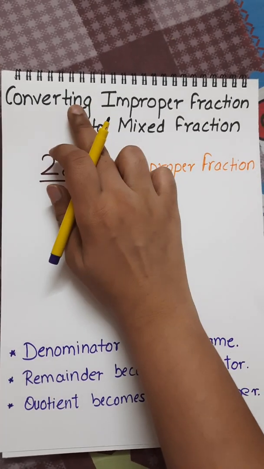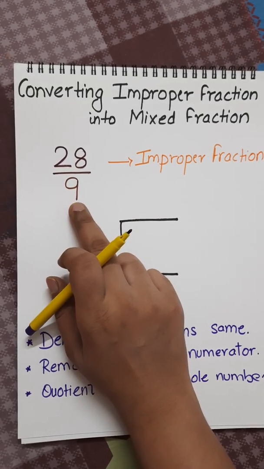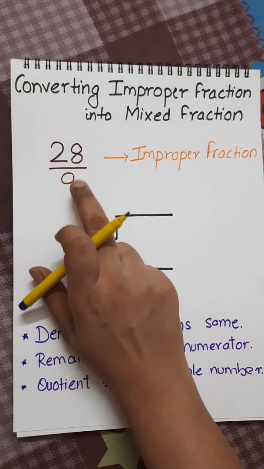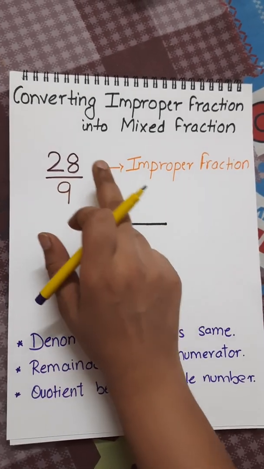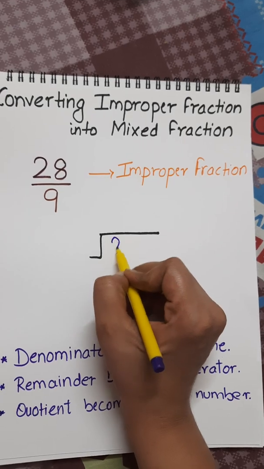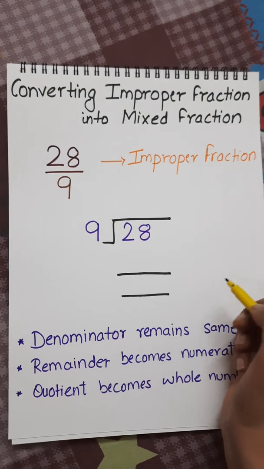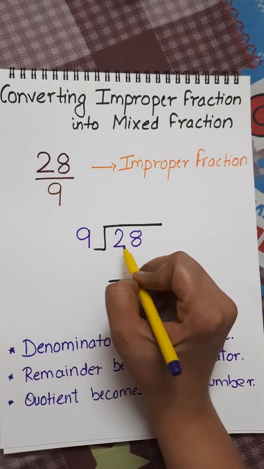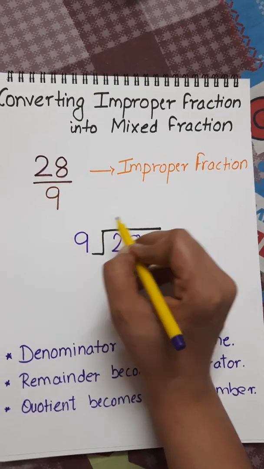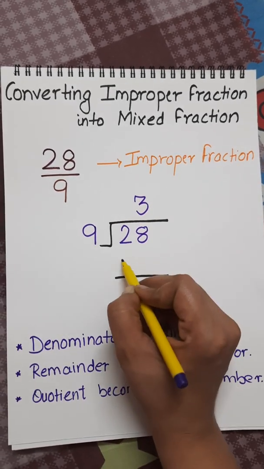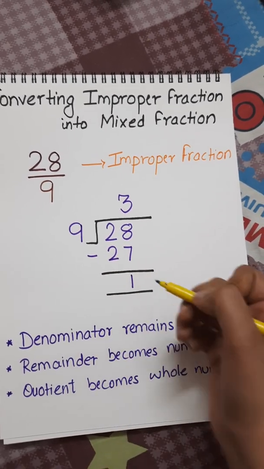Now next is converting an improper fraction into a mixed fraction. Here this is my improper fraction. For an improper fraction we will put this fraction into division. The numerator is my dividend and the denominator is my divisor. So now I have to divide. I don't have 28 in 9's table, but I do have 27. So 9 3s are 27. Subtract: 8 minus 7 is 1.